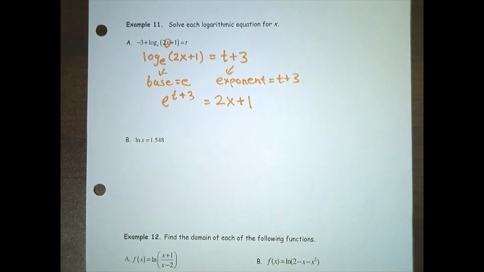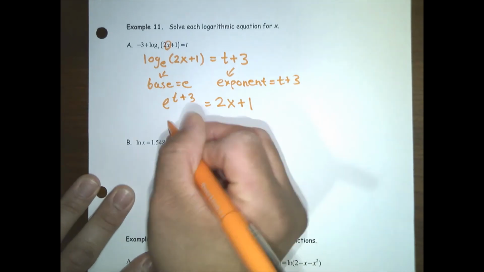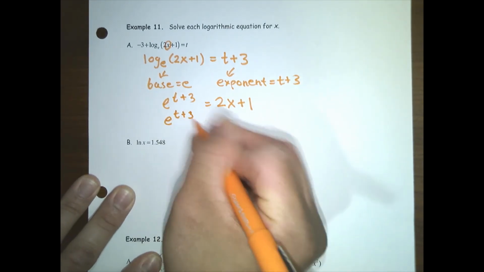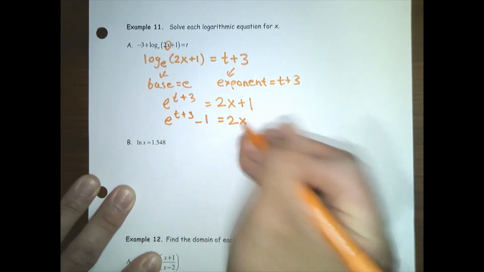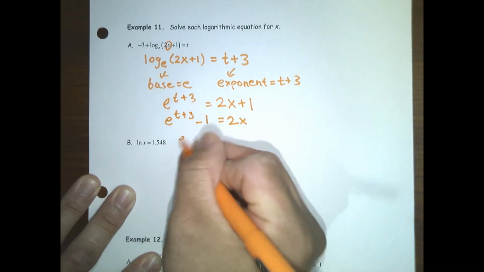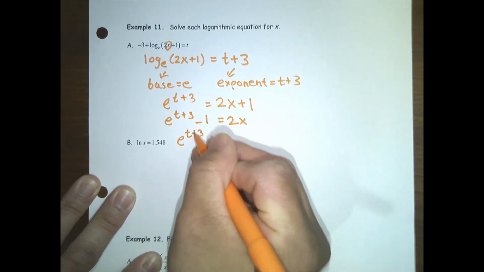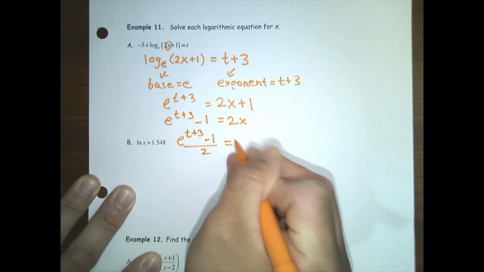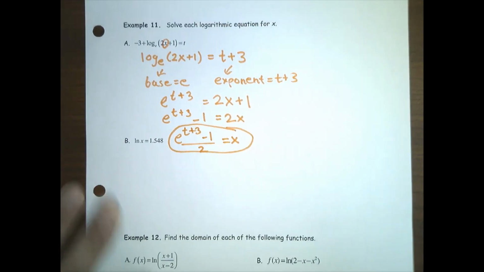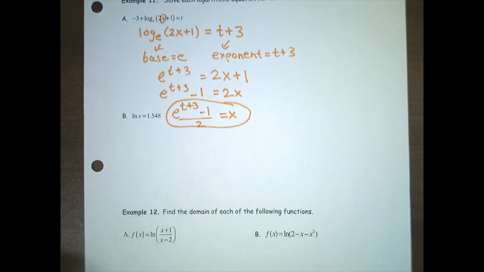And even though again I don't know what t is, I'll just solve this like there's no problem here, and I'll subtract the 1. So e to the t plus 3 minus 1 is 2x, and then I'll divide by 2. So e to the t plus 3 minus 1 all over 2 is equal to x. All right, so that's how I would solve this equation for x.